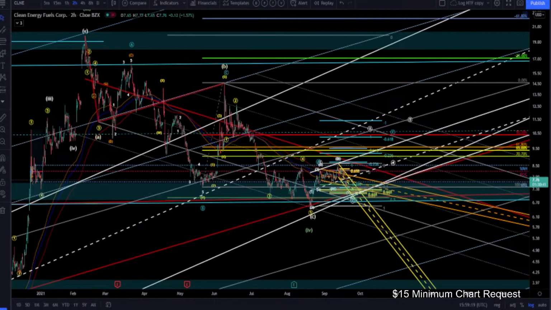There's my 3, right? So this is really a tricky one because you have all these expanded Bs. So there's the 3. But really, what are we doing here? It's just a typical 4. We're not progressing the trend. We're just going sideways. One last little kicker down.